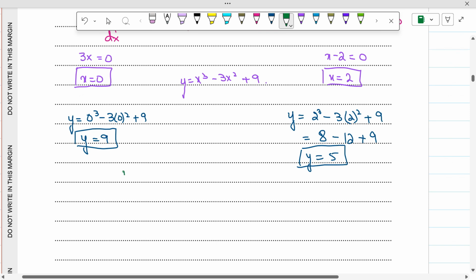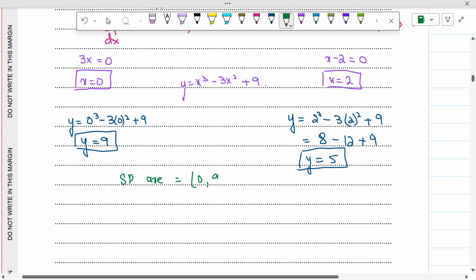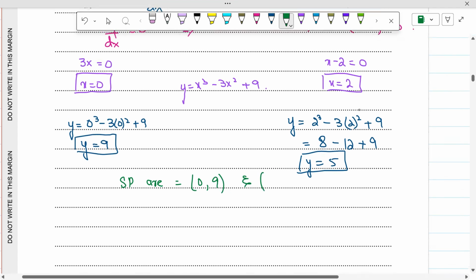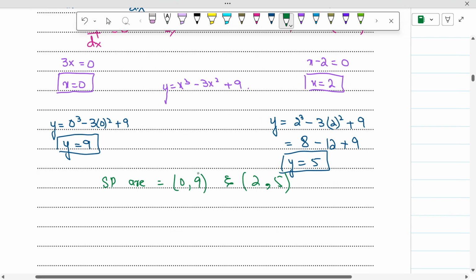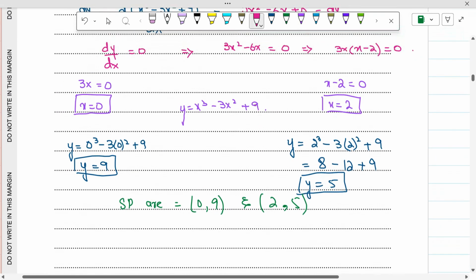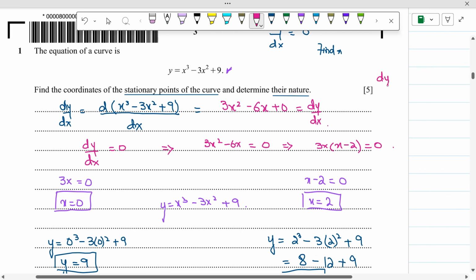So the stationary points are: when the x coordinate is 0, the y coordinate is 9. And when the x coordinate is 2, the y coordinate is 5. So these are the stationary points. We need to find the nature of the stationary points also. So to find the nature of the stationary points, we need the second derivative of the curve.